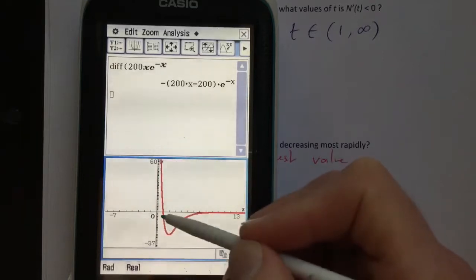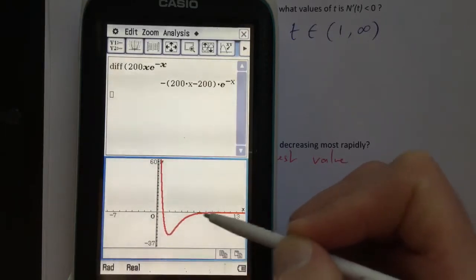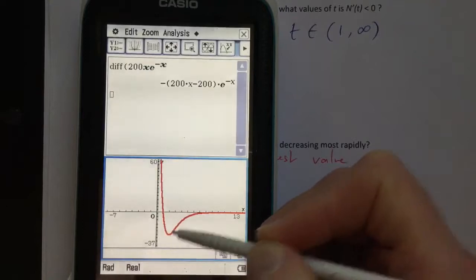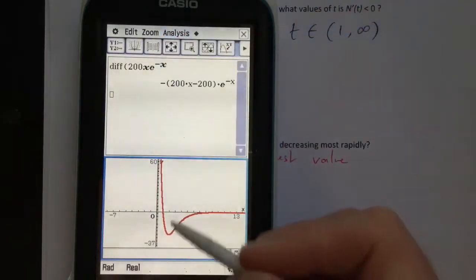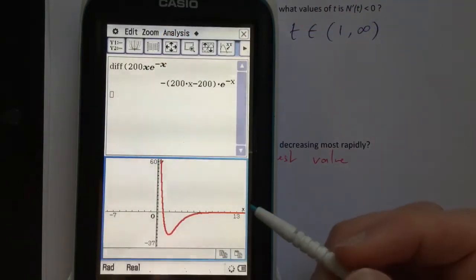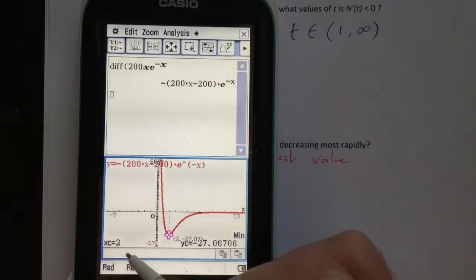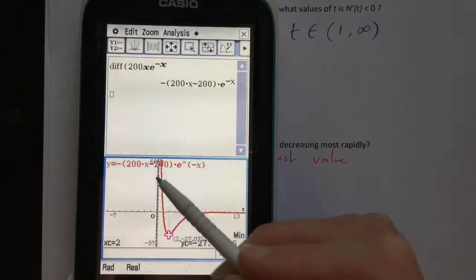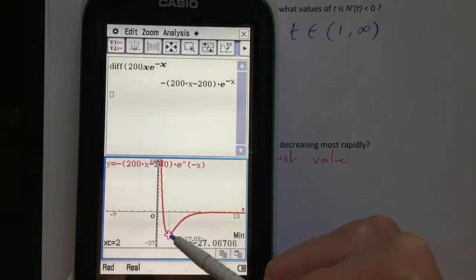So this here is the graph of n dash t, and you can see we've got a positive gradient to start with. Then after t equals 1, we've got all this section where the gradient is negative, but where it's most negative is at this minimum down here. And that minimum occurs when t equals 2. So when t equals 2, the derivative, the gradient, is at its absolute smallest. It's the smallest it ever gets to. So that's where it's decreasing most rapidly.